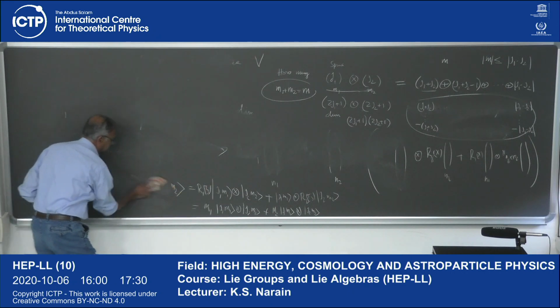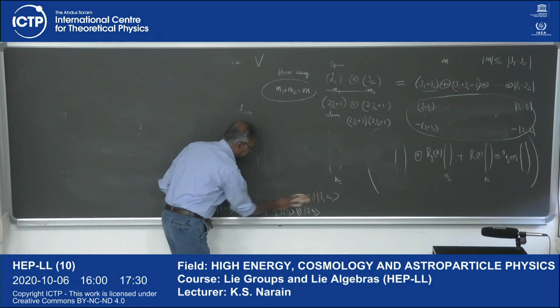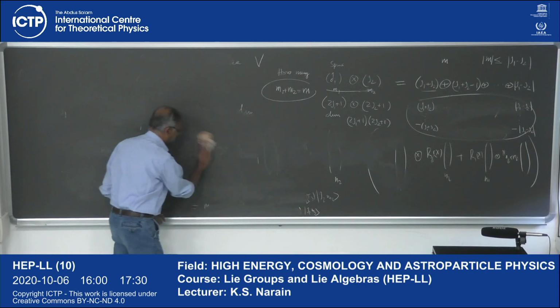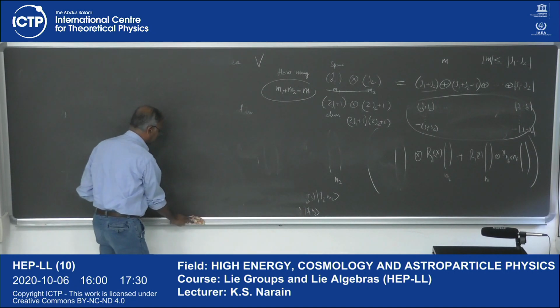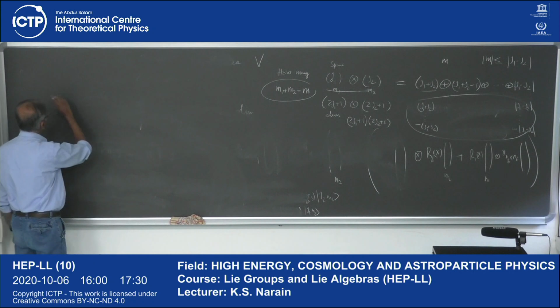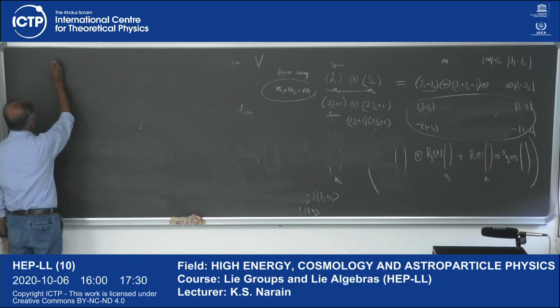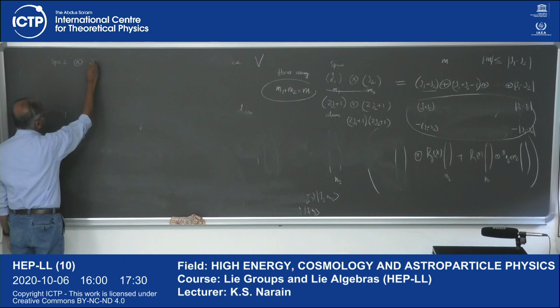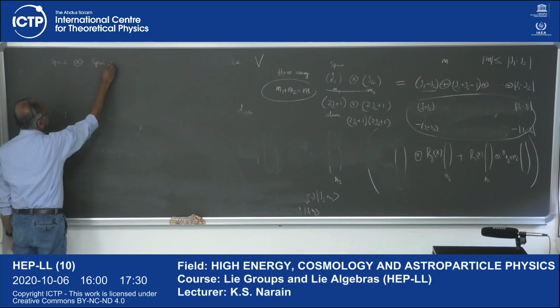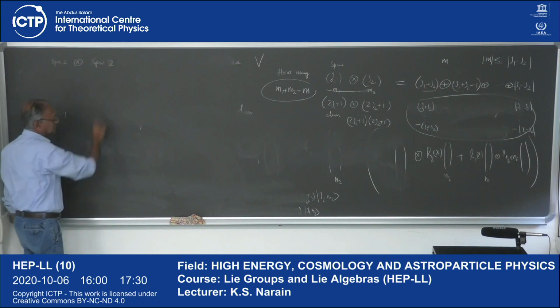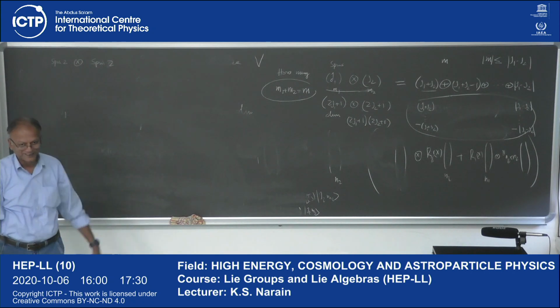So let's just take an example where I don't take the same spins. I take the product of two different spins. So for example, let's take spin 2 times, say, spin 1. I don't want to take too large a number, otherwise the blackboard will fill up.